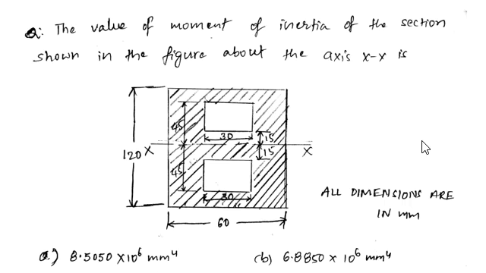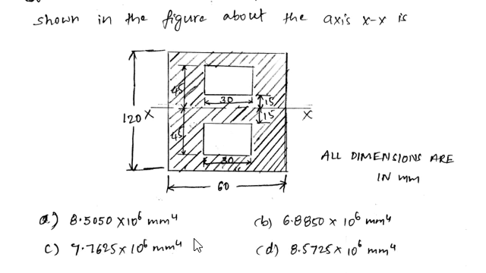And if you see the next question, the value of moment of inertia of this section shown in the figure about the xx axis. Here some section is given, the shaded portion. For the shaded portion we have to find the moment of inertia about this xx centroidal axis. Here some dimensions are given for this diagram, 60 and 120 for the outside area. And if you see the inside area, both are symmetric.